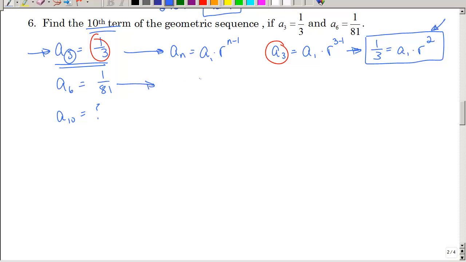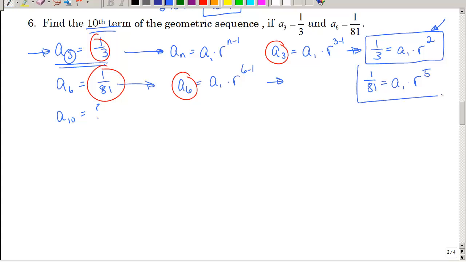Let's do this one. So I have the 6th term is a1 times r to the 6 minus 1. But again, the 6th term is 1/81. So I have 1/81 equals the 1st term times r to the 5th power. I have those two equations. I need to solve for the 1st term and r. I can't use the elimination method by adding because of that multiplication. So I'm going to have to use the substitution method.